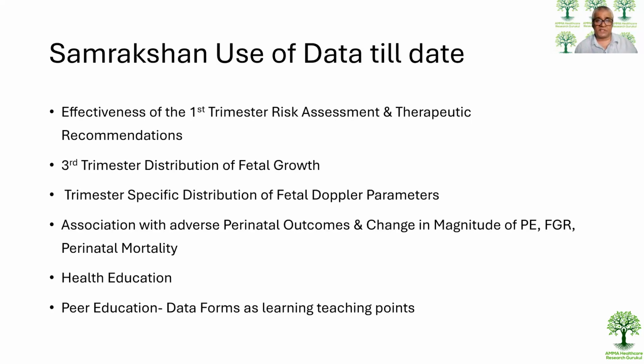How has Samrakshan used the data till date that it has collected? It started in July 2019. It's July 2021, so we have 2 years of data. And how has it used it? We have looked at the effectiveness of the first trimester risk assessment and therapeutic recommendations associated in the first trimester. Essentially, low dose aspirin, 150 milligram once daily at bedtime for women considered high risk for the development of preterm preeclampsia and fetal growth restriction. And we used an adapted cutoff of 1 in 150 for the risk identification.